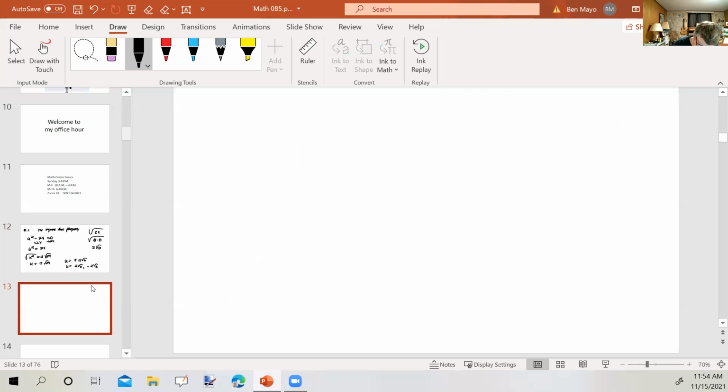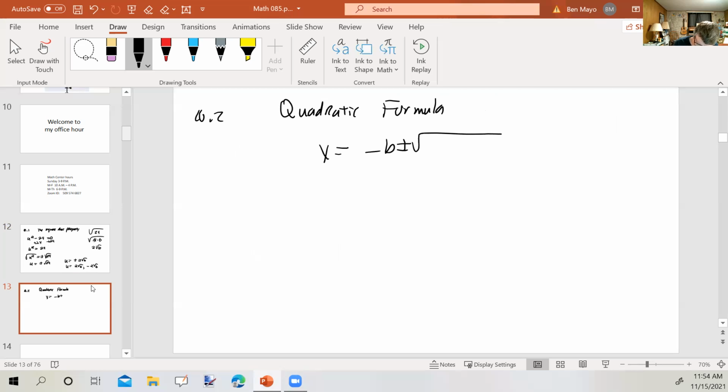Then in section 10.2, we had the quadratic formula. X equals negative b plus or minus the square root of b squared minus 4ac, too many c's there, sorry about that, all over 2a. Okay, you should have that formula memorized. You use that to identify a, b, and c, plug them in, simplify, get your answers.